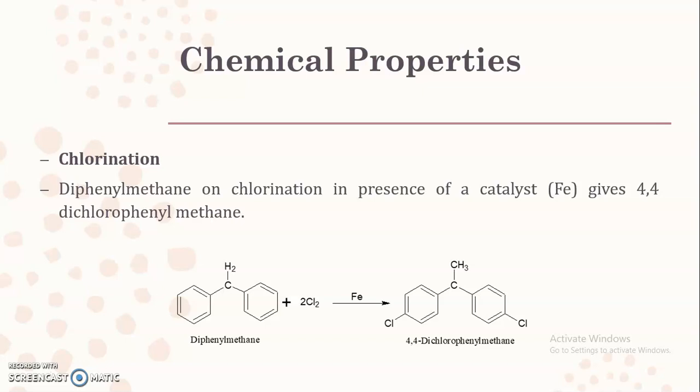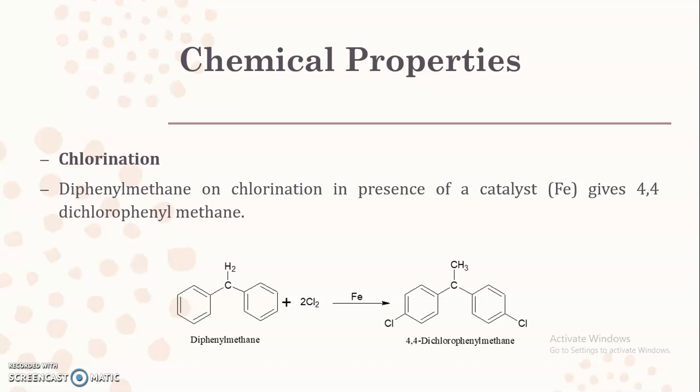Further, this 4-chloro-diphenylmethane once again undergoes chlorination, which leads to the formation of 4,4-dichlorodiphenylmethane. In this way, we can carry out this chemical reaction of diphenylmethane, that is the chlorination. There is another way by which we can perform this halogenation reaction.